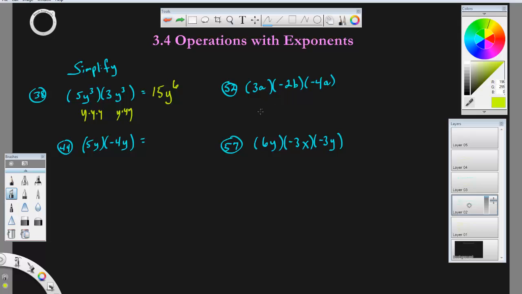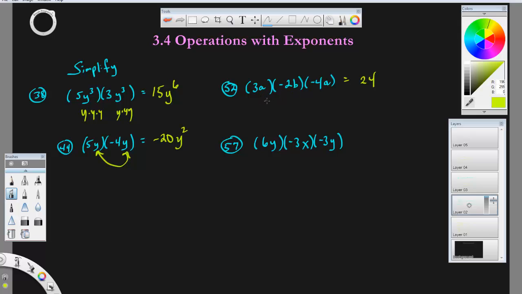Now, if you think you have the hang of this, pause it, try the rest of them. All right, this would be 5 times negative 4 would be negative 20, and we have y times y, which would be y squared. This one, by the way, you should always pay attention to how many negative signs you have if you're multiplying. So I have 2 total, so my answer is going to be positive. So it's just 3 times 2 times 4, that's 24.